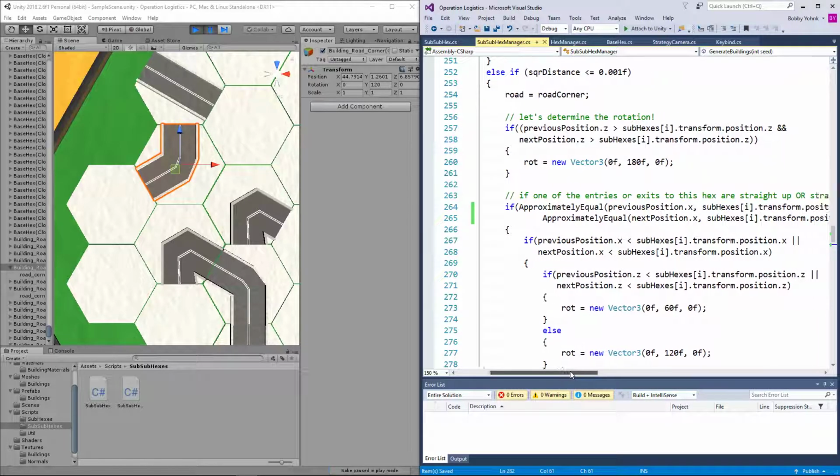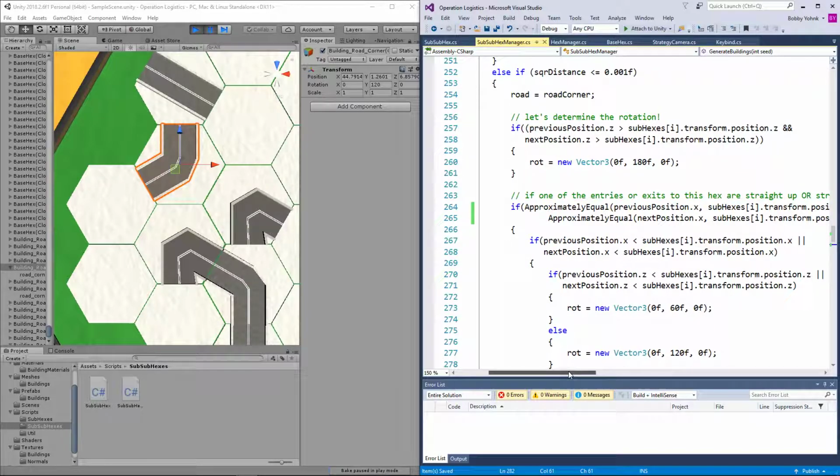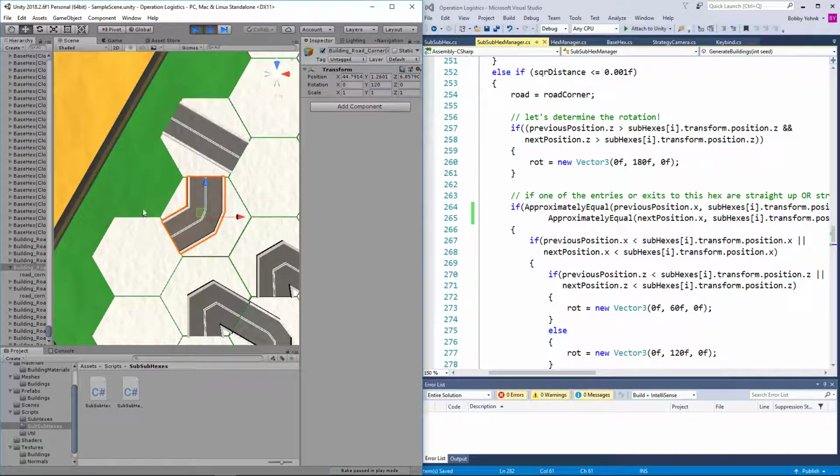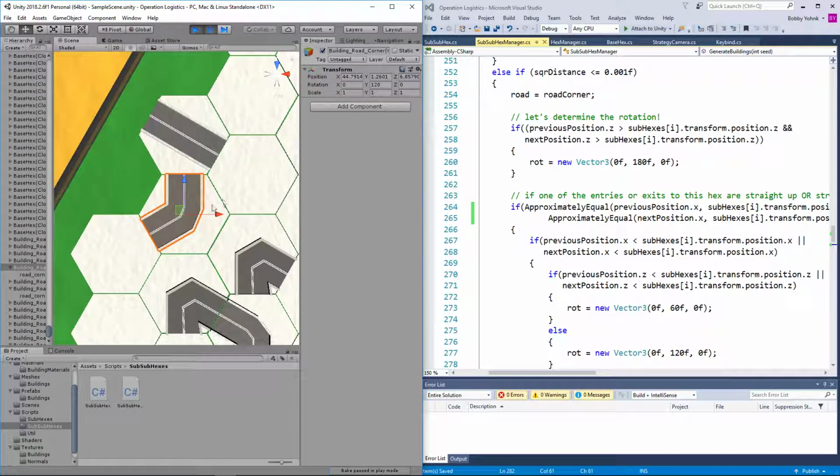Why? The previous position.z is greater than subhexes i.transform.position.z, and next position.z is greater than subhexes i.transform.position.z. So if they are both over on this side, then we know that we have to be doing what? Well, actually, it's z. So we know, because it's on the z-axis, we know they're both on this side, one of these three. And if that's the case, the only option is here.